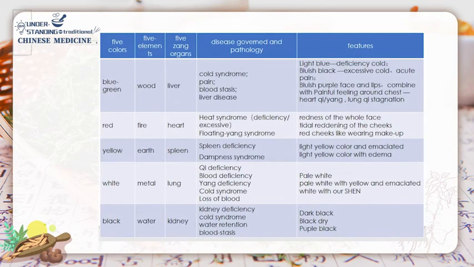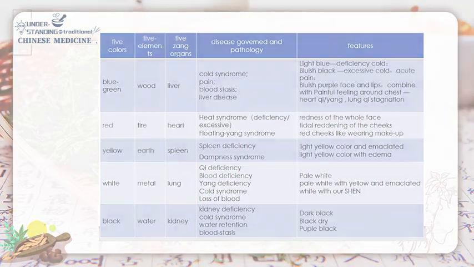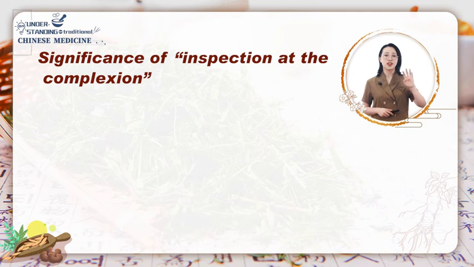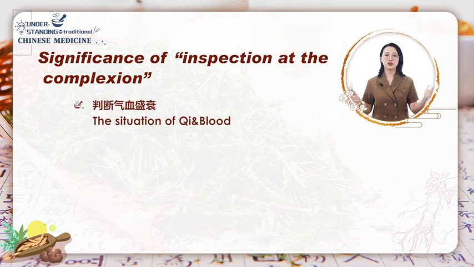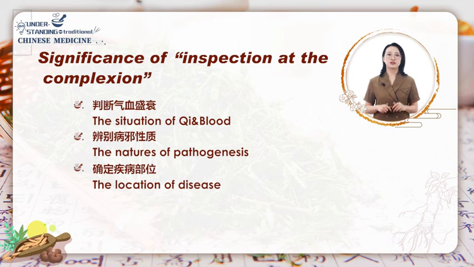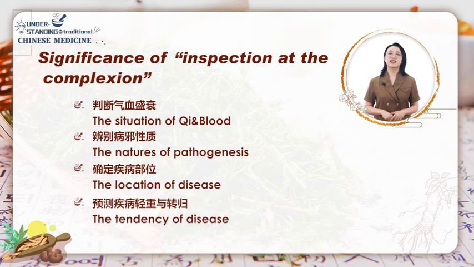And the last one, black, refers to kidney deficiency, cold syndrome, water retention, and blood stasis. So, the significance of inspection of the complexion has four aspects. First, it can tell the situation of qi and blood in the human body. Second, it can tell the nature of the pathogens. Third, it can help the doctor to find out the location of the disease. And fourth, it can tell the tendency of the disease.